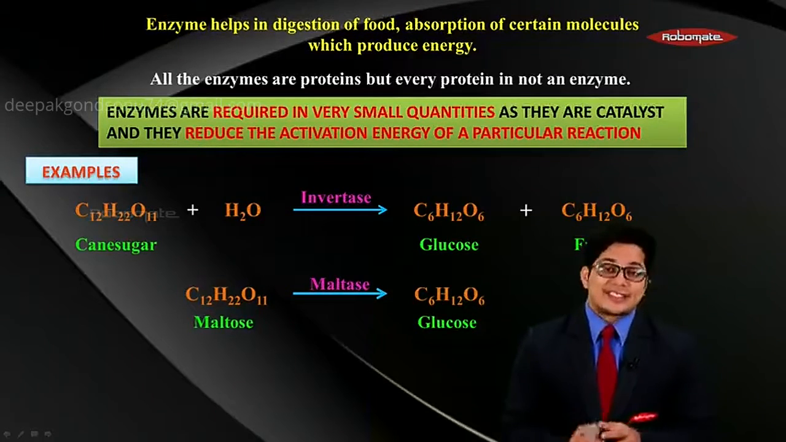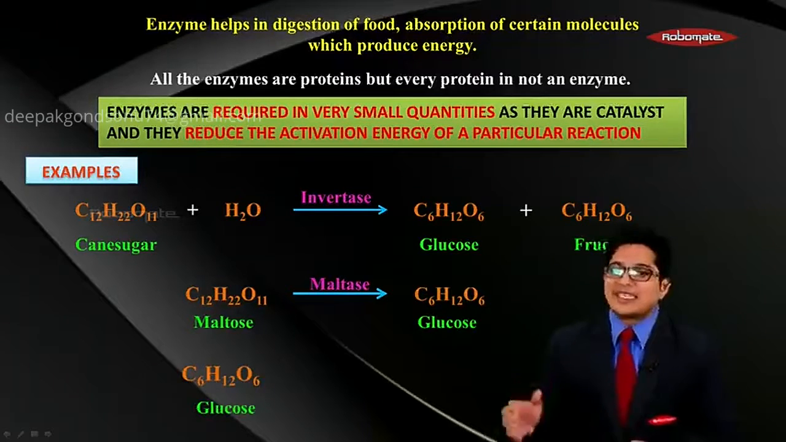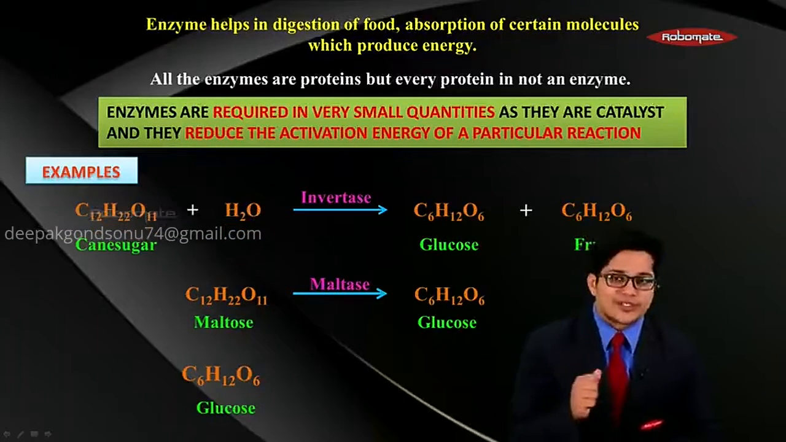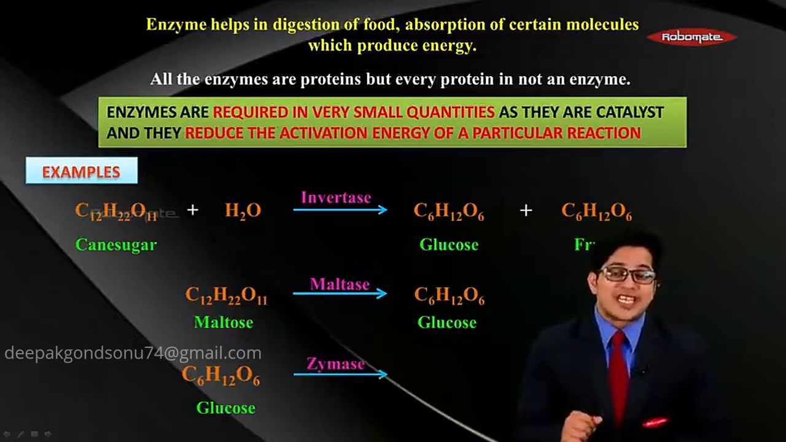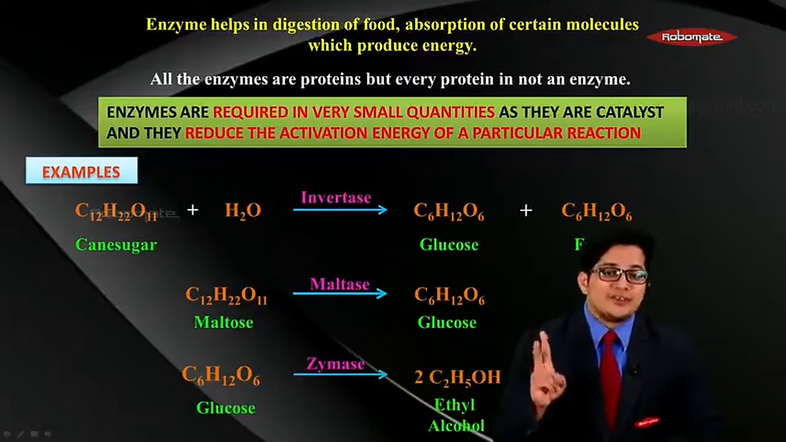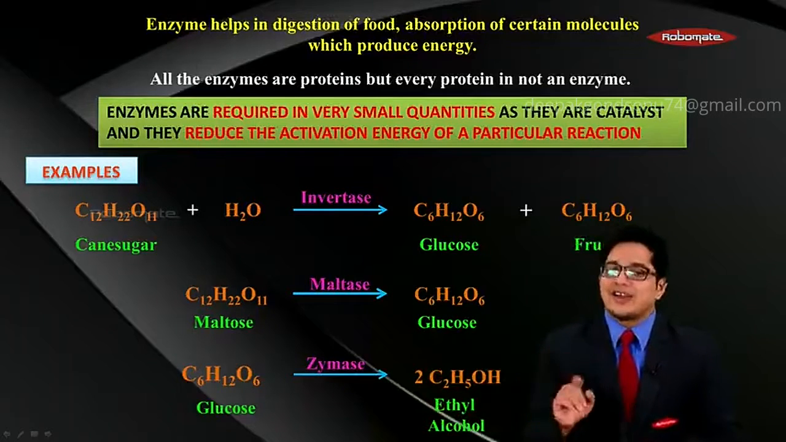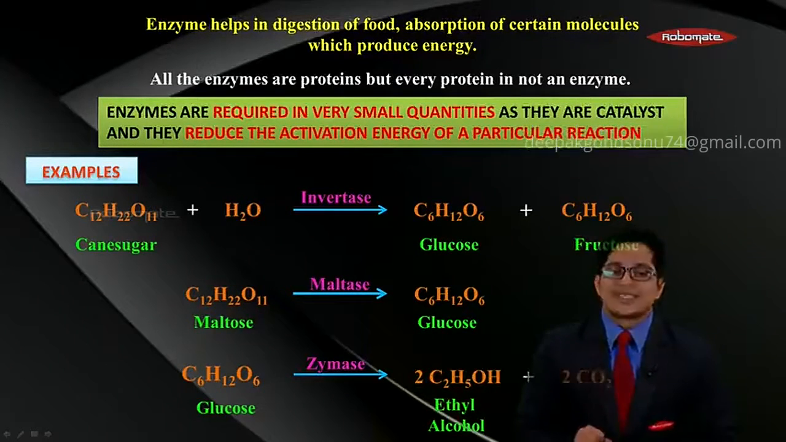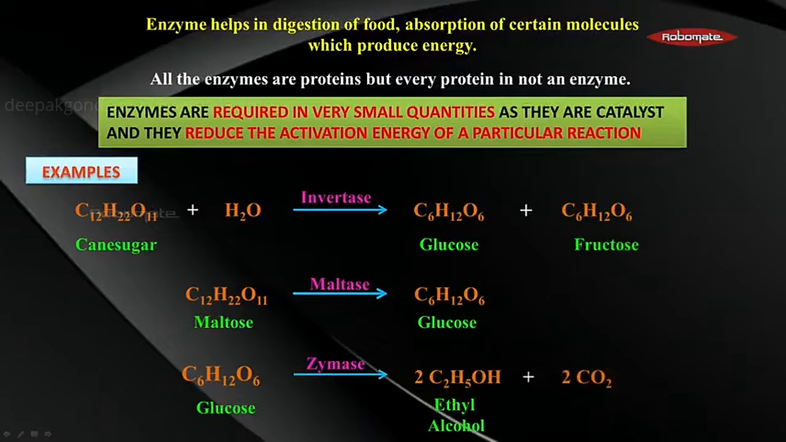C6H12O6. And similarly, C6H12O6, that is glucose, in the presence of the enzyme zymase, gets converted into two molecules of ethyl alcohol, and along with this CO2 is liberated, that is carbon dioxide is liberated. This is a very important reaction.